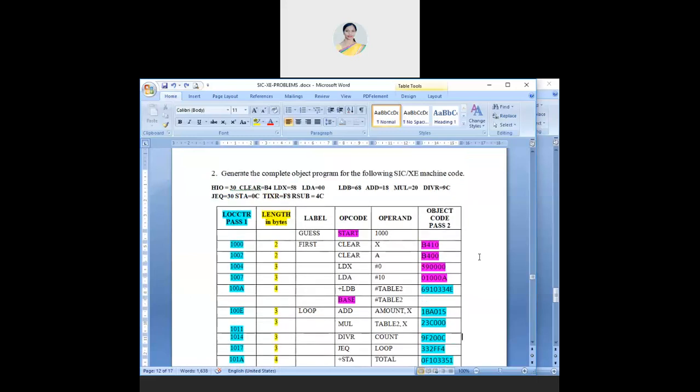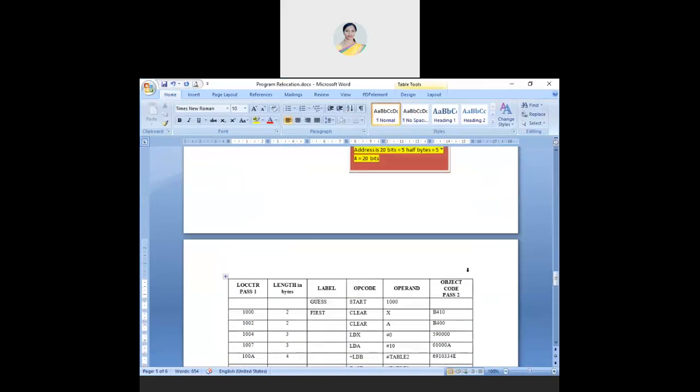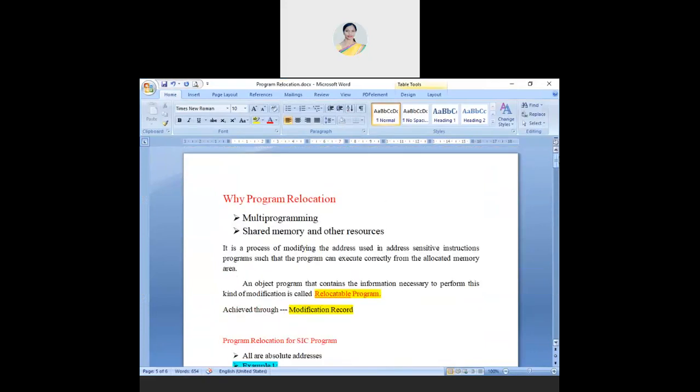Once you learn from the book or notes, if you get any doubt, please do ask me. So this is your SIC and SIC machine architecture, where you have learned both the pass 1 and pass 2 algorithms. Now we'll move to the next topic, program relocation. What do you mean by program relocation? Why do I need program relocation? We'll just complete this in 10 minutes.